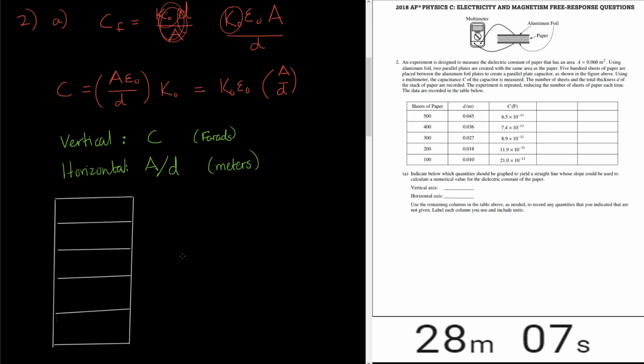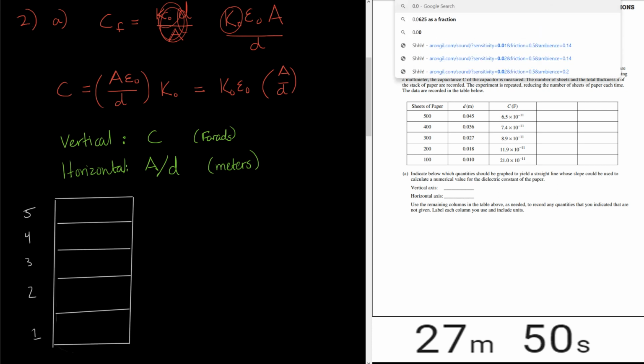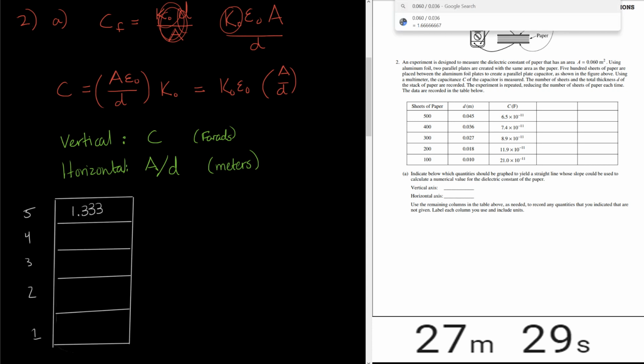All right. And so this is the 500, the 400, the 300, the 200, the 100. A over D. Didn't bring a calculator, so I'm going to just cheat and do it in the Google search bar. A over D is going to be 0.060 divided by D, which is first going to be 0.045. So that's going to give us 1.33333333. Next, it's going to be over 0.36. It's going to give us 1.666666666.